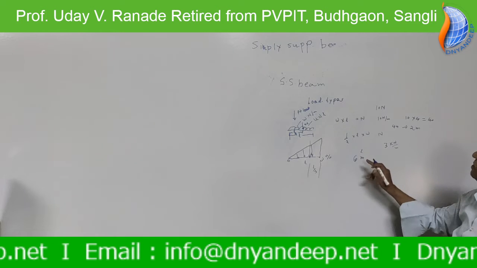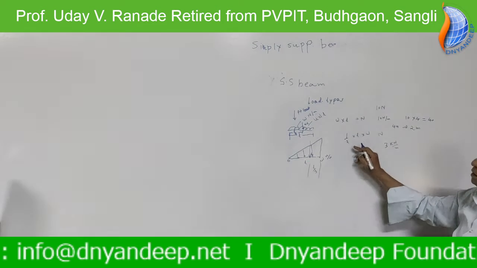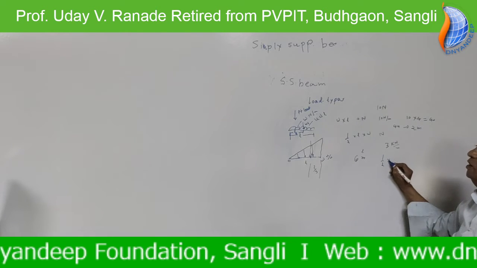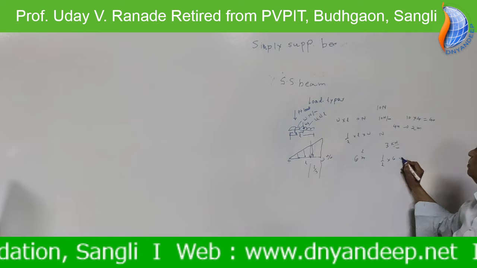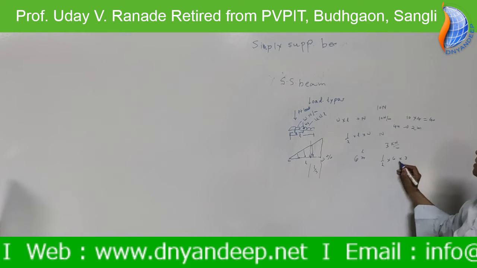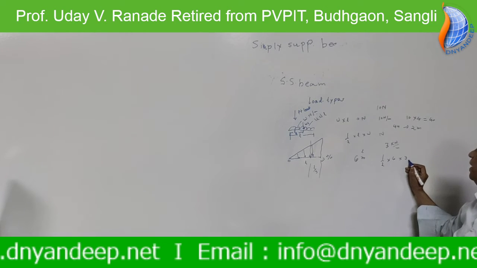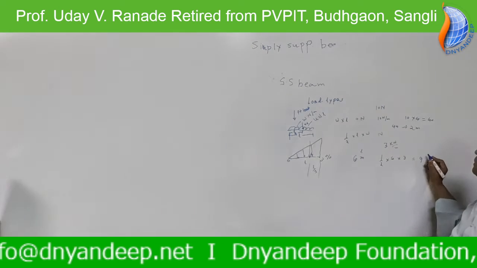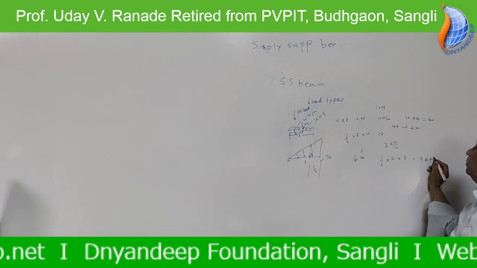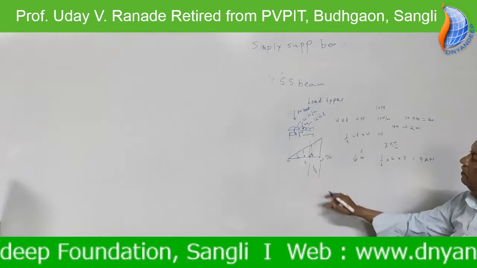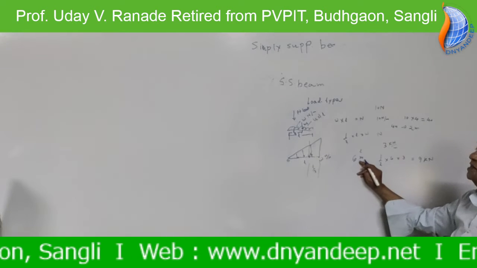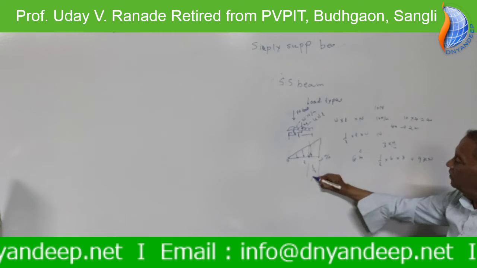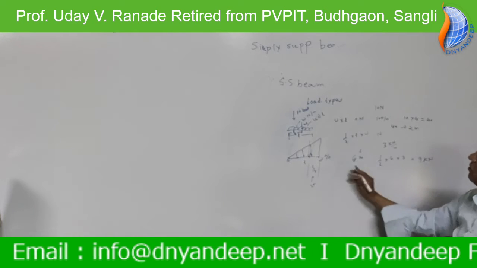Now, as the equation states, the total load is 1/2 into L, which is 6, into W, which is 3. So 6 into 3, 18 upon 2, 9, and what is the unit? 9 kilonewton. And where does it act? At L by 3. What is L? 6. So 6 by 3, 2 meters. So this becomes 2 meters in our example.